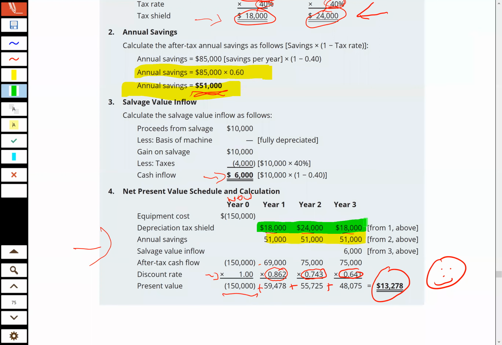So let me ask you a series of questions here so we don't get ourselves lost. Do you understand that these three numbers down here were a sum of the 51 and the tax shields? All right, because that's where we're using the, okay. Right. Okay, got it.